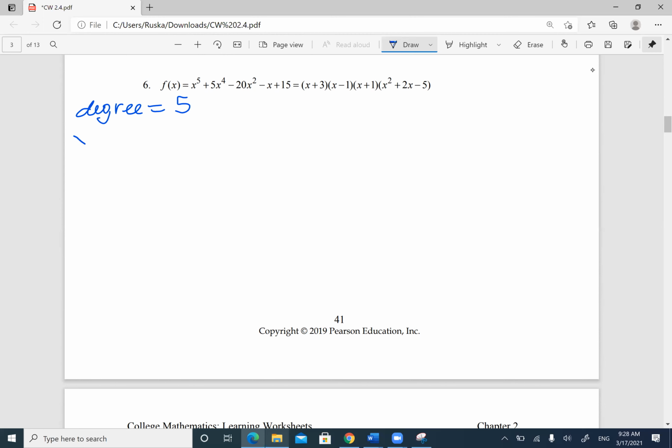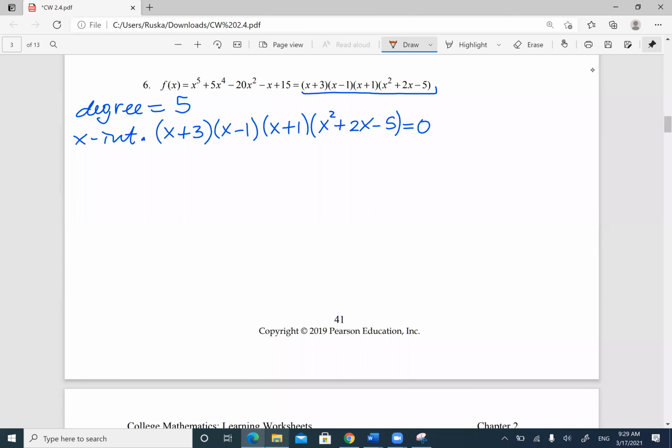Now let's find the x-intercepts. For x-intercepts, we're going to use the factored form, right? So we need to solve (x + 3)(x - 1)(x + 1)(x^2 + 2x - 5) = 0, right? And in order to solve this, we're going to set each of the factors equal to 0. x + 3 = 0, x - 1 = 0, x + 1 = 0, and this one also, right? So I'm going to solve each of those.